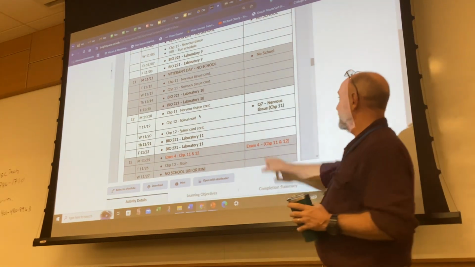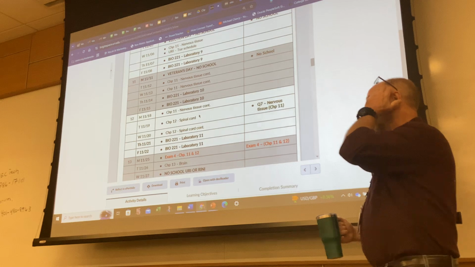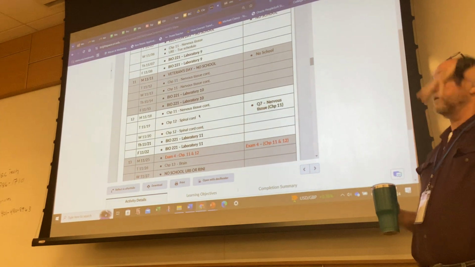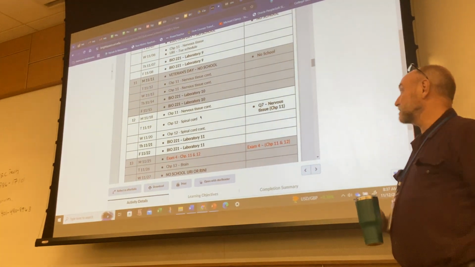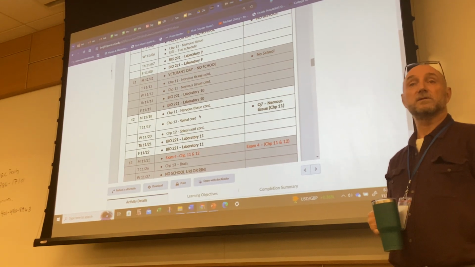The other thing is that this chapter that we're starting today, that we actually started last week with the diagram and the vocabulary, this quiz will only be on one chapter, unlike previous quizzes.